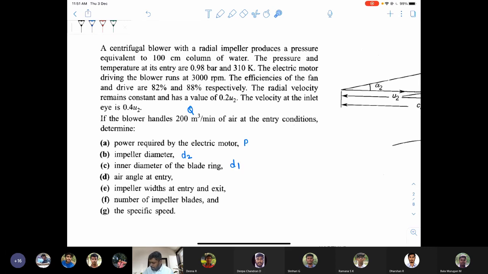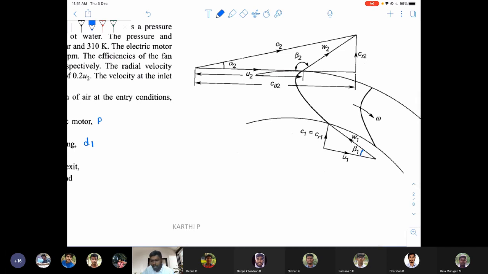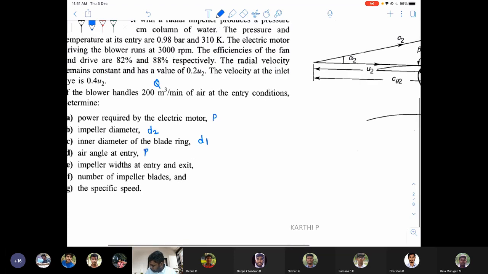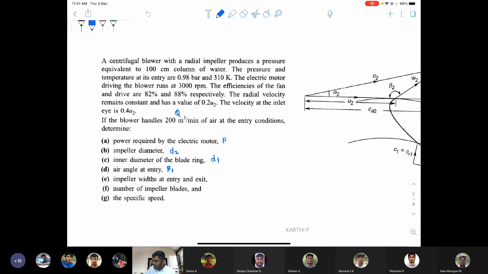The air angle at the entry is nothing but beta 1, and we have to find the value of beta 1. The impeller widths at the entry and exit are B1 and B2, and we have to find them. The number of impeller blades is Z and the specific speed is given as capital omega. We have to find all these values.